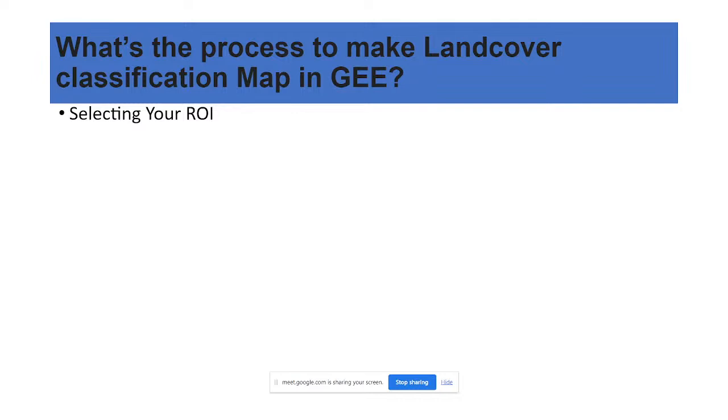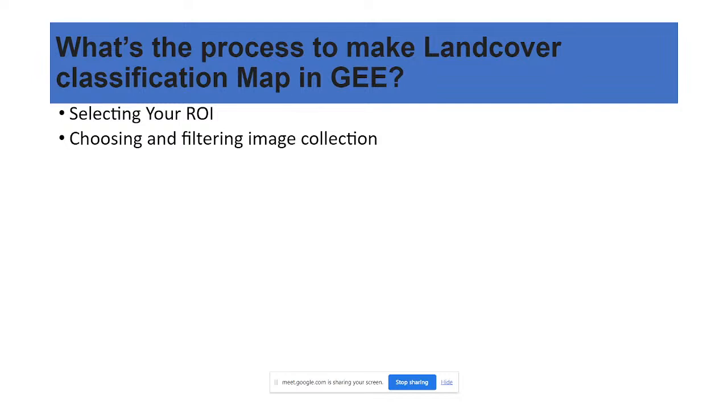You will just simply select your ROI or region of interest, the area for which you want to make the supervised classification map. Just import this area as a shapefile in the Google Earth Engine platform. After that, you simply choose and filter your image collection. If you want, you can use Landsat or Sentinel. Simply choose your image and then filter the image collection.